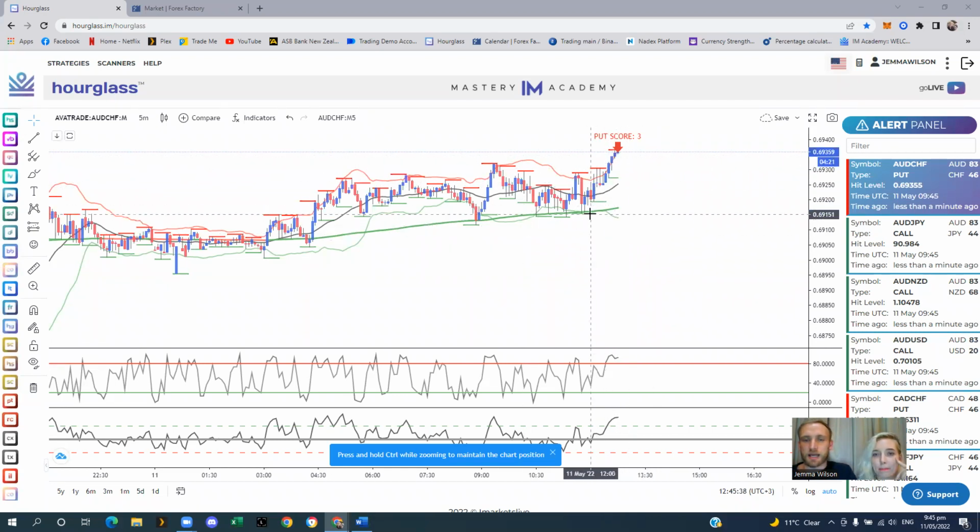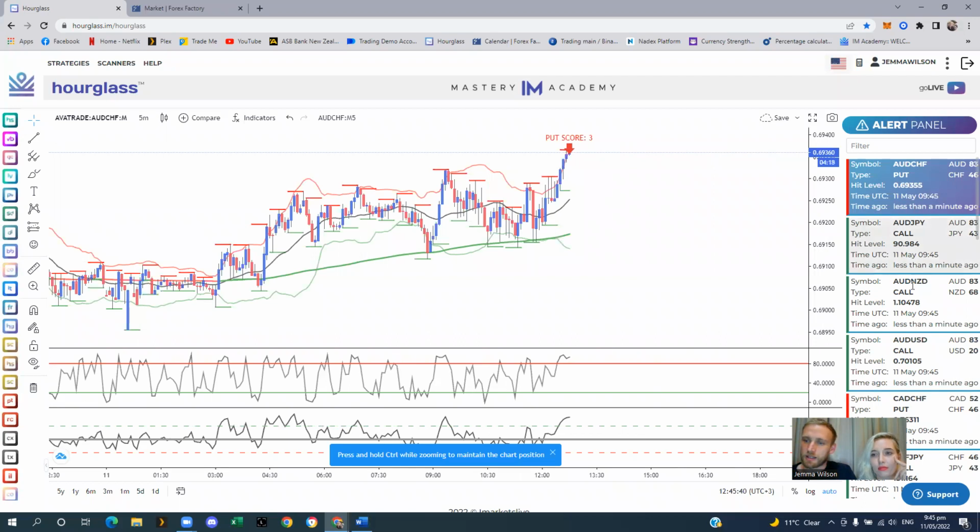Hourglass, basically, obviously it's a scanner. Over here, it spits out your trade ideas. Every 5 minutes, it'll spit out a whole bunch of ideas. At the top here, it shows the currency strengths.